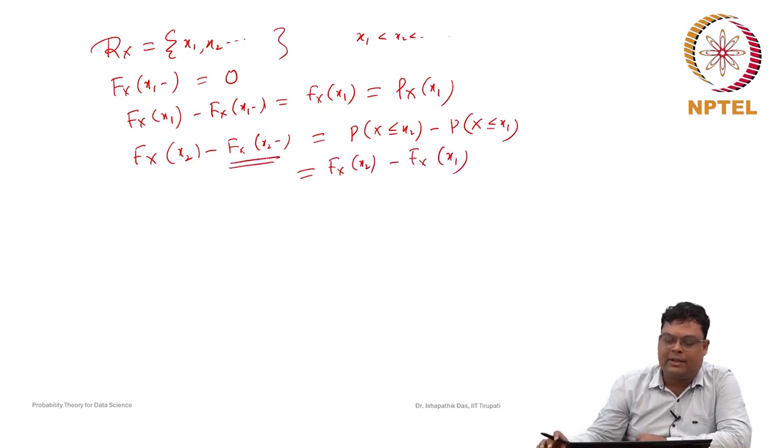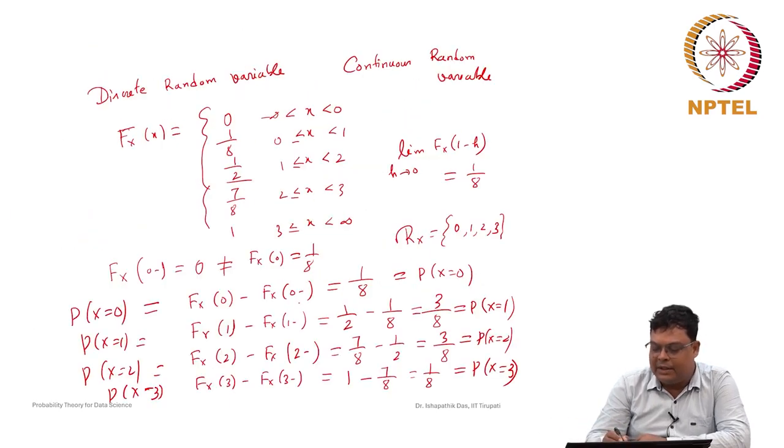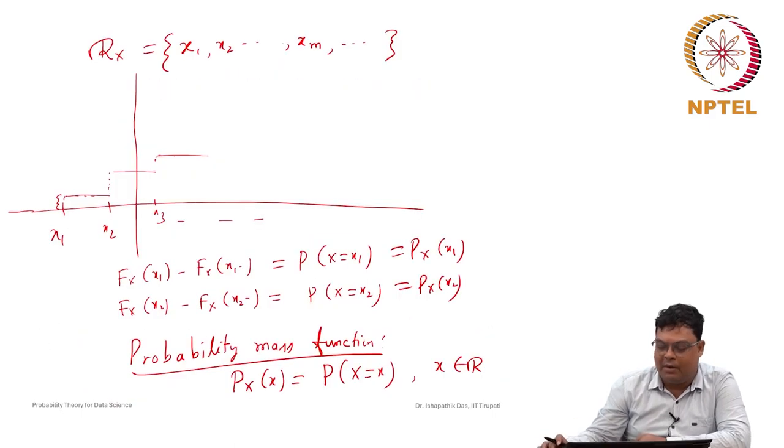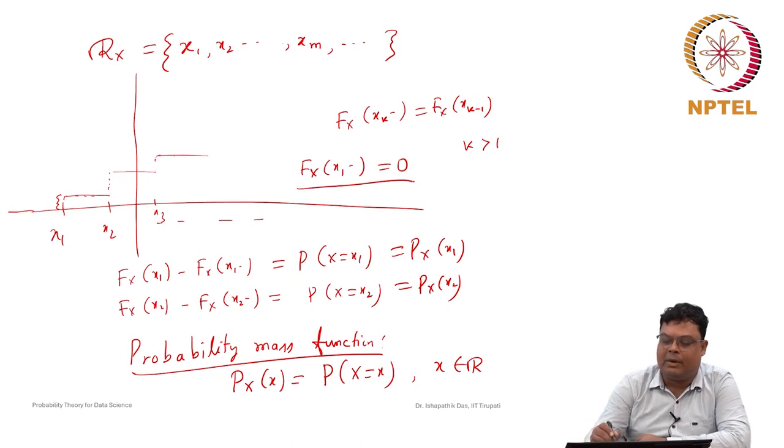So, you can see from this numerical example here that F_X(x0 minus) is 0, which is why this comes to 1 by 8 only. Now, what is F_X(x1 minus)? It is 1 by 8, which is nothing but F_X(x0), and F_X(x0) is 1 by 8. So, for a discrete random variable, F_X(xk minus) is nothing but F_X(x_{k-1}) whenever k is greater than 1. Otherwise, whenever k is 1, F_X(x1 minus) is equal to 0.